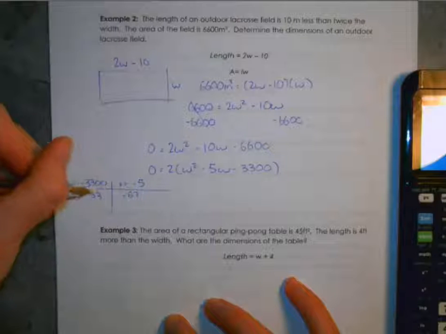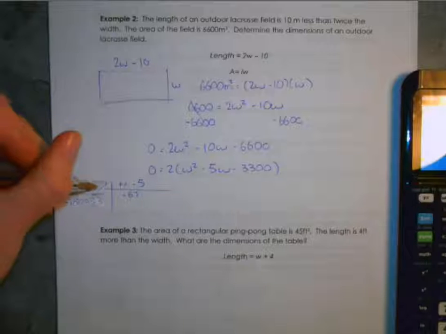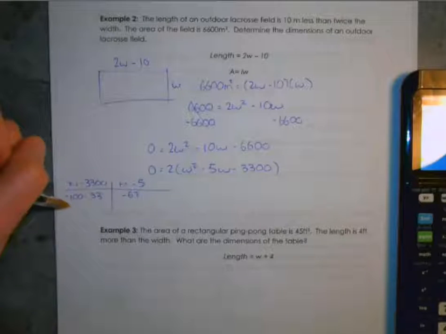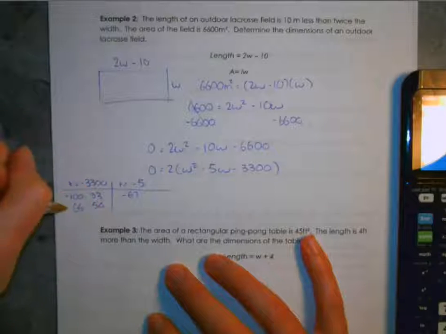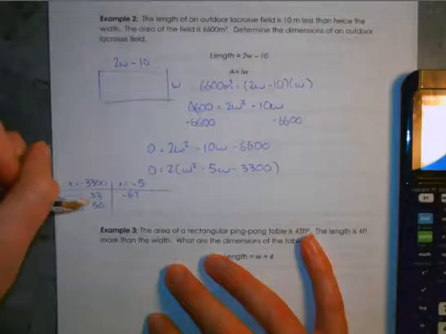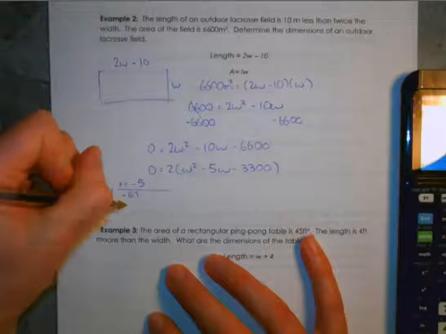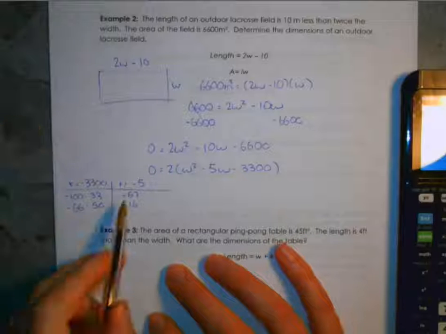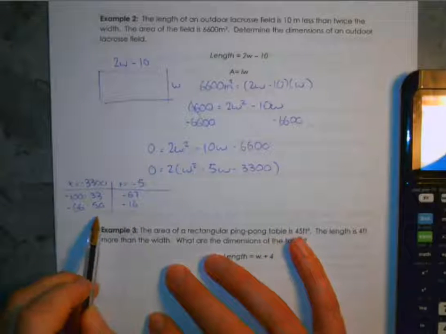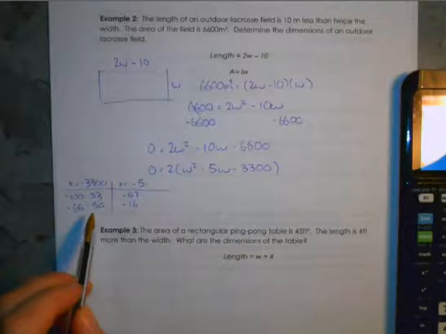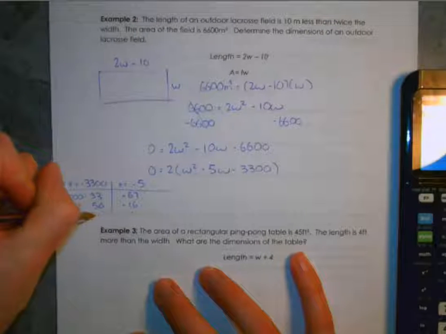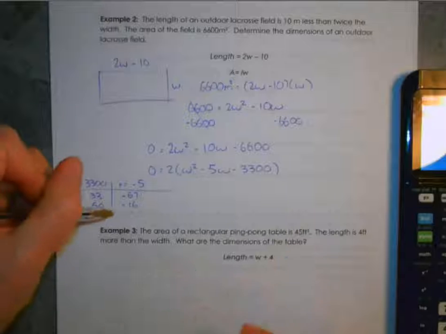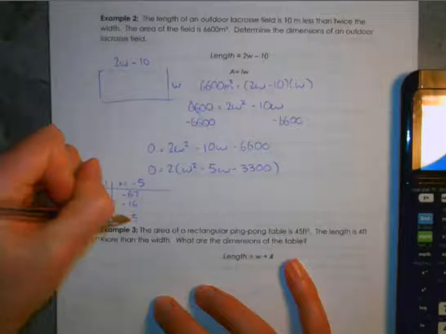Let's see, so that was using 33. Let's try, because this is an even number, let's try 50. So 3,300 divided by 50 gives me 66. 66 times 50 gives me 3,300. Negative 66 plus 50 is going to give me negative 16. So that's getting closer to negative 5, but not quite. So what would be the next thing? Let's try 60. 3,300 divided by 60 is 55. So we'd need negative 60, and negative 60 plus 55 gives us negative 5.